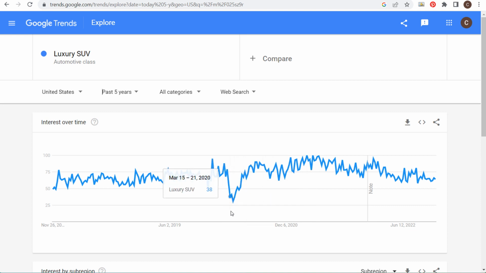Now down here, you can see this is when COVID was first announced. That was March 2020. When the news of COVID and shutdowns came, you can see that a lot of the luxury SUV interest just kind of goes down and then it comes back up and stays pretty consistent over time.